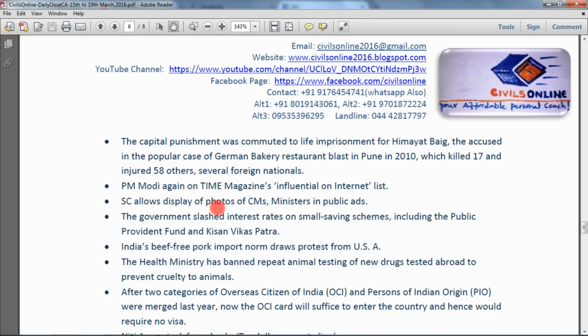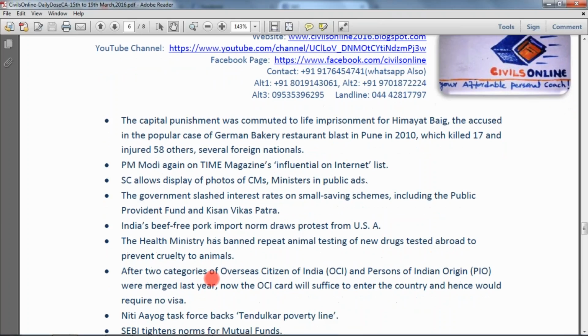The Supreme Court of India allows display of photos of CMs and ministers in public advertisements. The government slashed interest rates on small saving schemes, including the Public Provident Fund and Kisan Vikas Patra. India's beef-free pork import norms draw protests from the USA. The Health Ministry has banned repeat animal testing of new drugs tested abroad to prevent cruelty to animals.